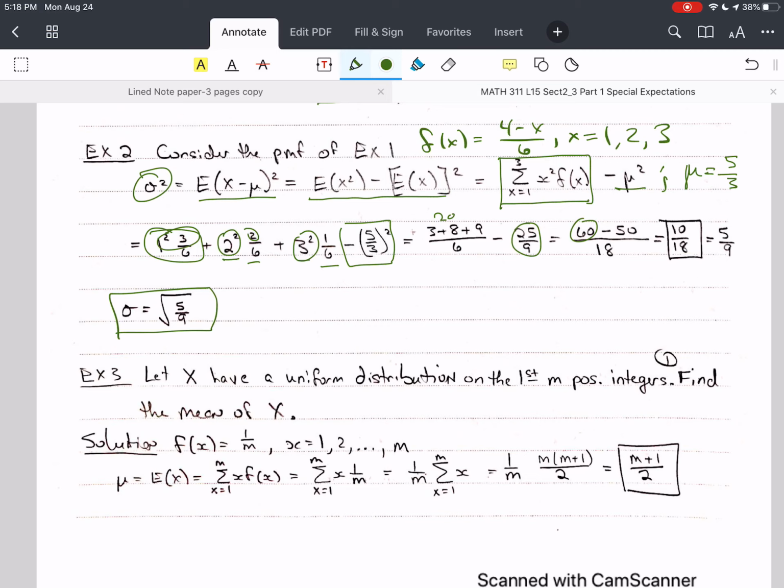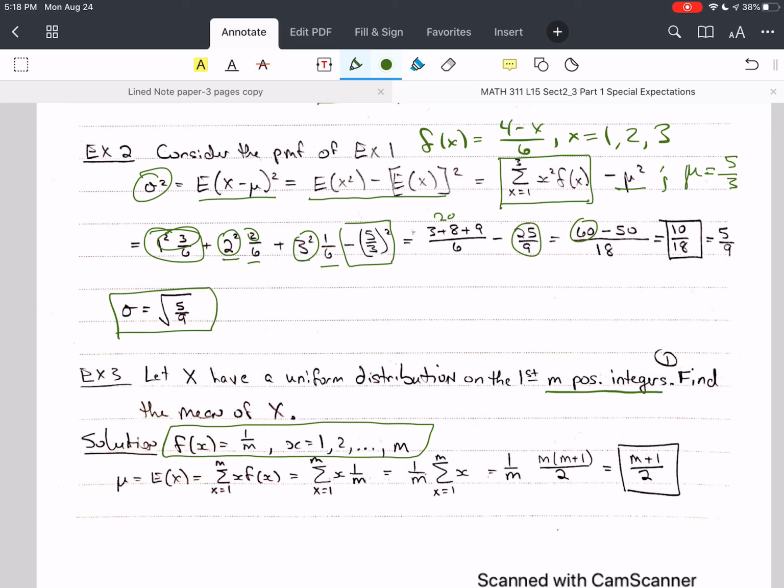Okay. Let's do another quick example. Let's say that x has a uniform distribution on the first m positive integers. Find the mean of x. The first thing we need to do is write down the PMF. And if you remember, it's an easy one. It's 1 over m, and x goes from 1, 2, up to m.